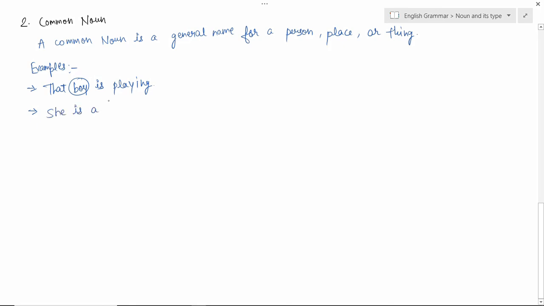She is a teacher. Here, teacher is a common noun. We went to the park. Here, park is a common place, so it is a common noun. So, in these examples, boy, teacher, and park are the examples of common noun. So, let's move to the next type. The next type we have is collective noun.